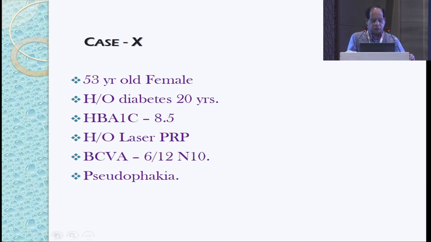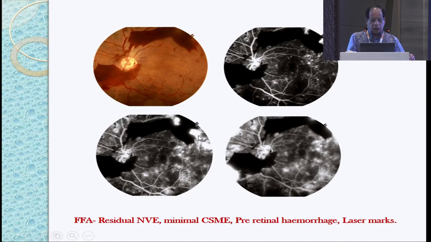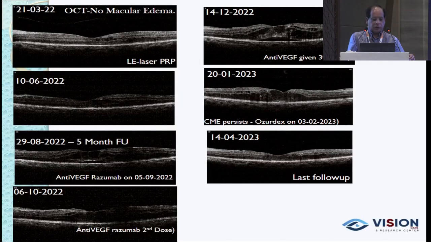glycemic control. She has also undergone PRP in this eye. The FFA shows the pre-retinal hemorrhage, diffuse edema. But on OCT there were very minimal spaces here. So we decided only to go for a laser in March 22. We completed the laser and she was under follow-up. And in August, when she came after 5 months of our laser, there was an increase in cystic spaces and there was an early neurosensory detachment.